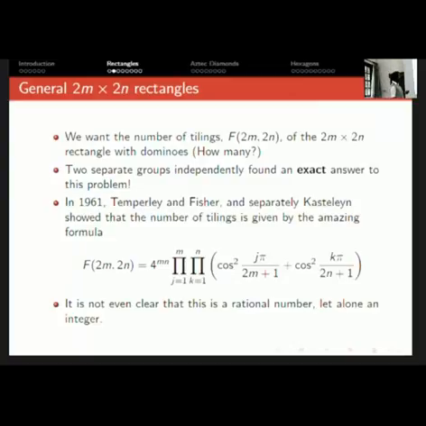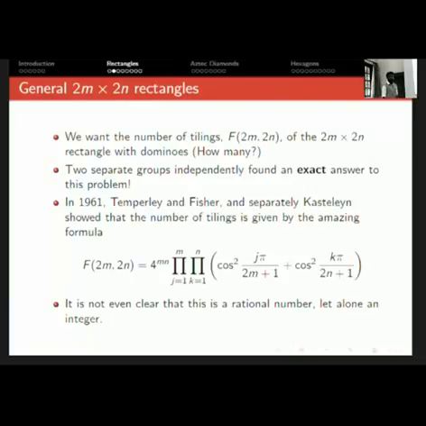This question, which I call F(2m, 2n), the number of such tilings, is of interest to physicists because this is related to something called the problem of adsorption. But let me not get into it. Physicists have been interested in this question for a very long time, since the early 20s, you can find references actually.